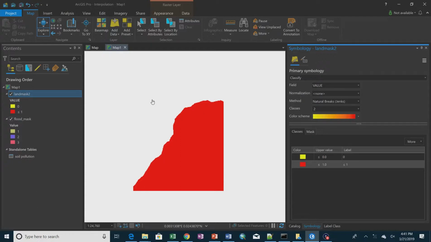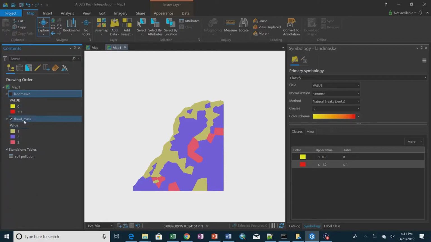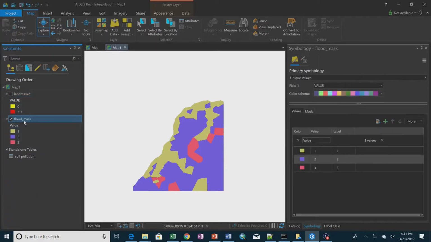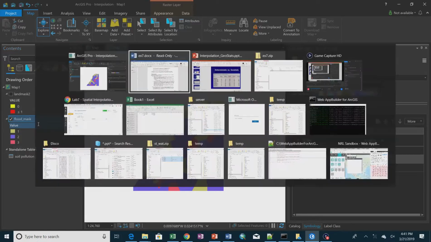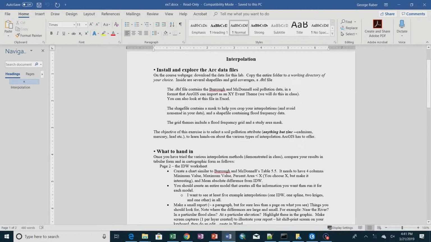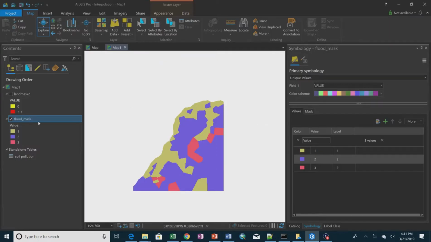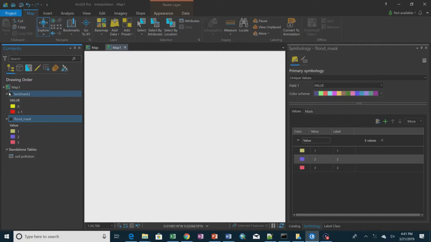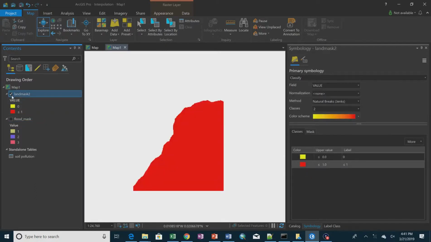Okay. This data set is the flood mask, which they refer to in the textbook, but we're actually not going to use it for the lab. It's the flood frequency data. So we'll just turn this off for now. We'll leave our land mask on. And then we're going to look at this standalone table.